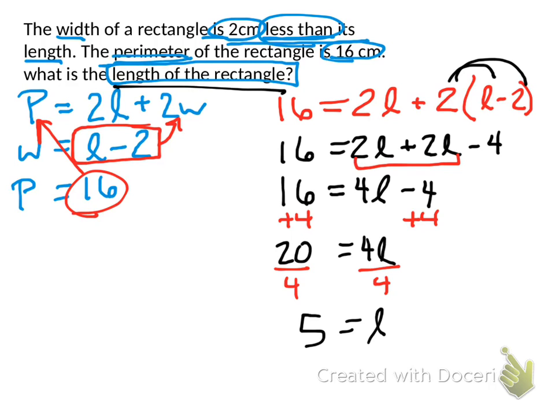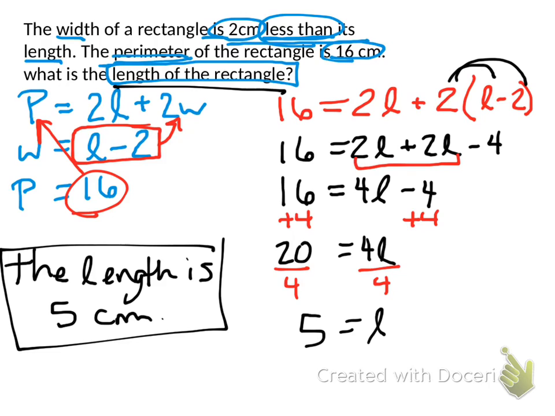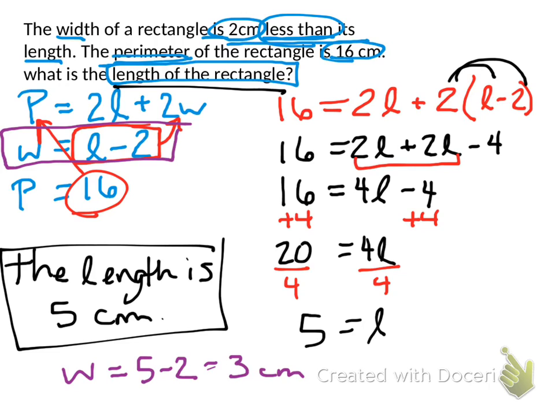Is that what we were trying to find? Yes, the length of the rectangle. So the length is 5 centimeters. If we wanted to find the width, how would we do that? Well, we'd have to go back to our original equations and find the one that tells us about width. And width is L minus 2. So the width would be 3. Now, that's just an extra tidbit of information. This question didn't ask specifically about that, but you get the idea.